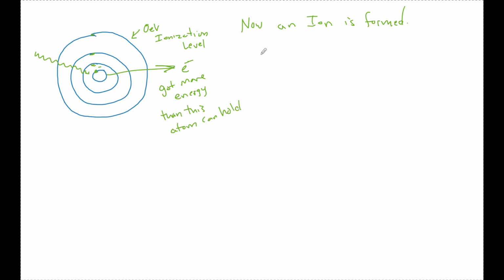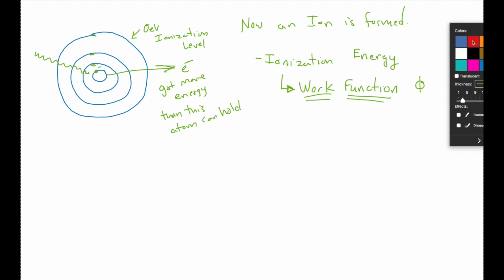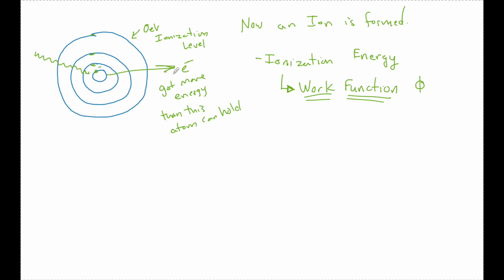Now in chem, we called this amount of energy the ionization energy. But in physics, it has a different name. We call the ionization energy in physics the work function. This is an important vocabulary word, and its symbol looks like this. The definition of the work function is just the energy needed to eject an electron out of the atom.